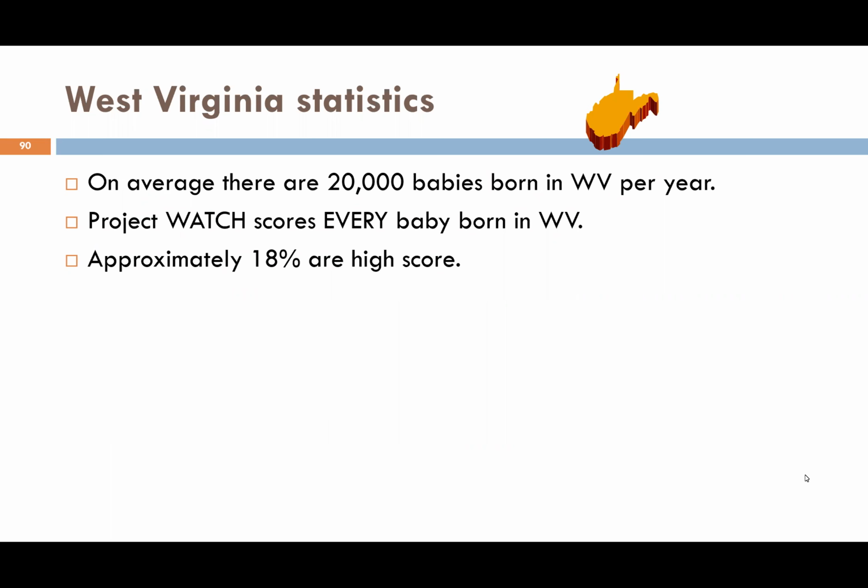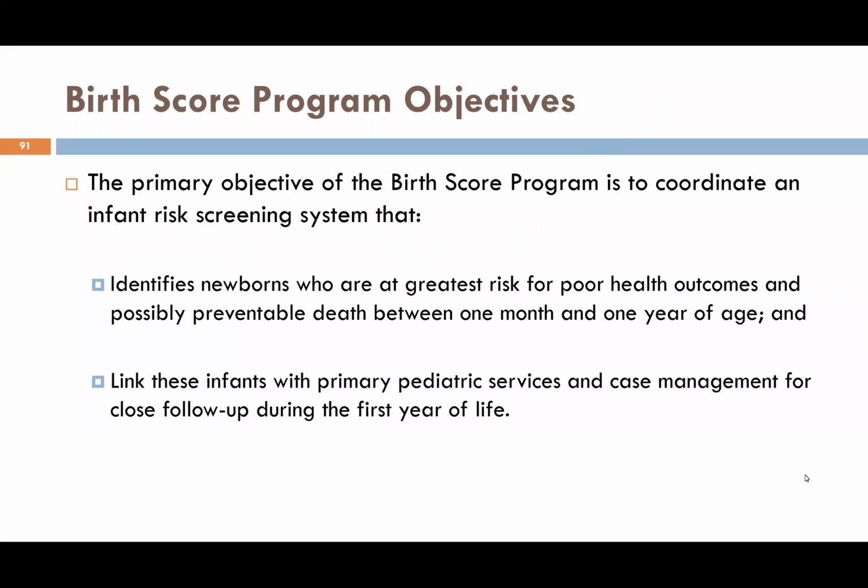One of the great things about the program currently is that we have 20,000 babies born in West Virginia every year, and we're able to reach every baby through Project Watch. I think its longevity has made it very easy to do that, since it's been around about 30, 35 years or so. And now with the revised version that Dr. Mullet had created, about 18% of babies are high score based on the combination of maternal and infant risk factors that are present.